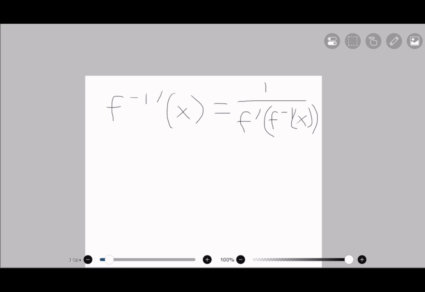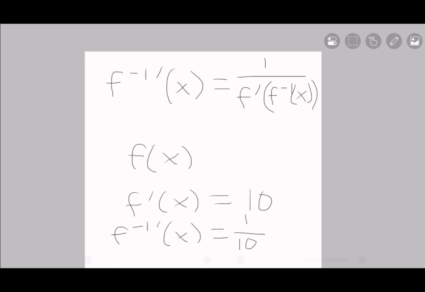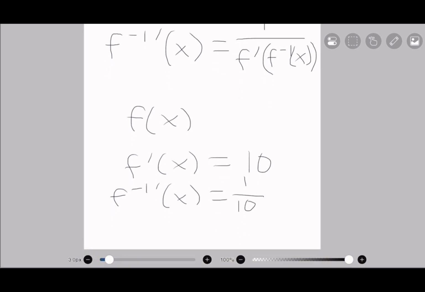So basically what this is telling you is that to find this inverse derivative, you just want to use the reciprocal. When you have f of x and you want to find the derivative of f of x, you have, say, 10. But when you have the inverse derivative of said function, you have the reciprocal, which will be 1 over 10.